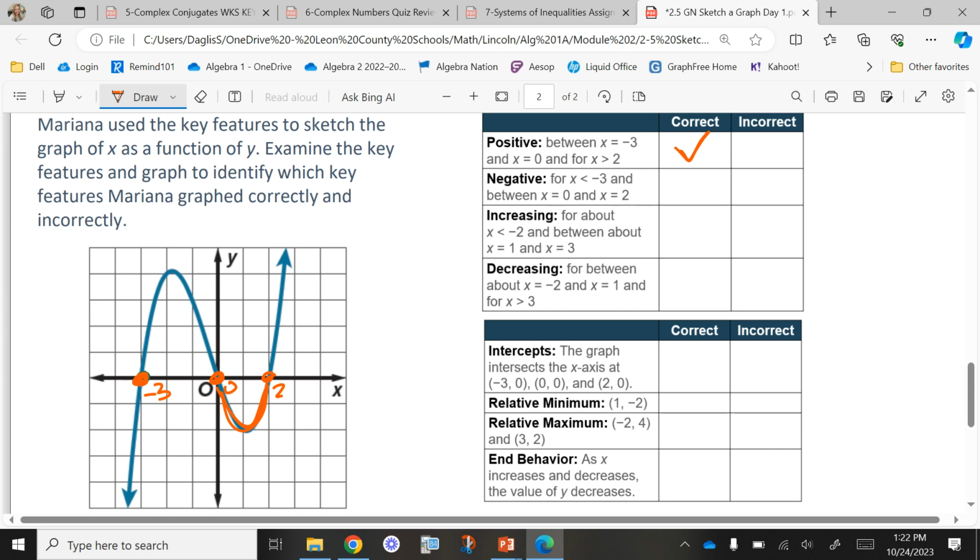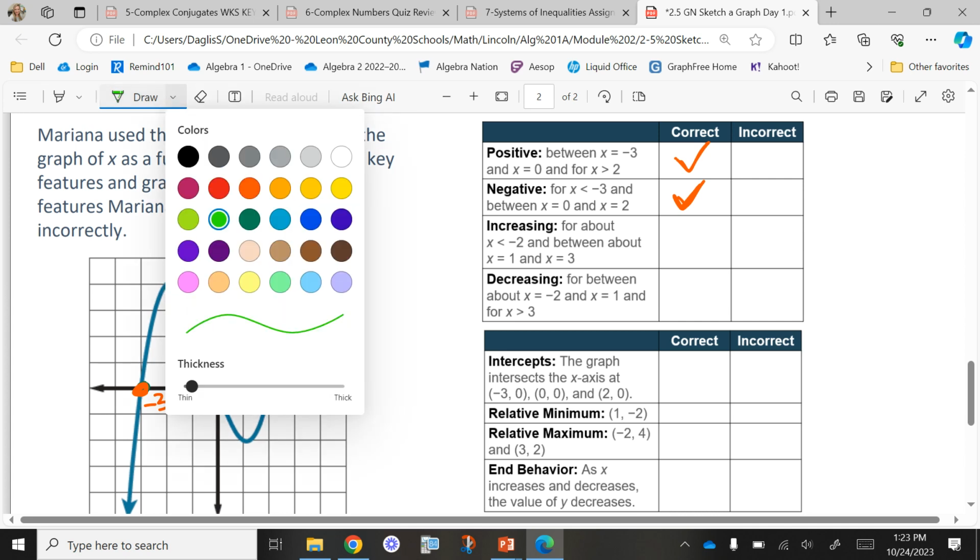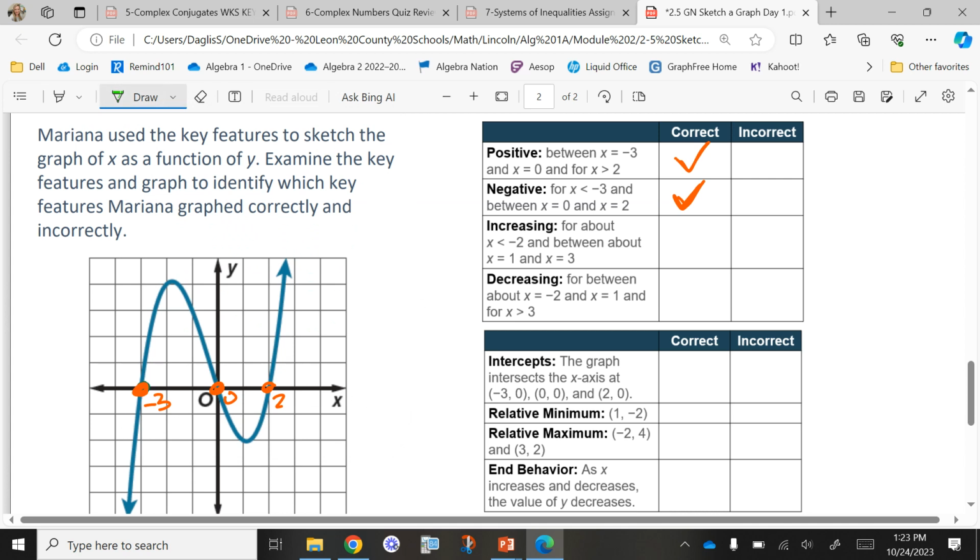Let's look at it. Increasing when x is less than negative 2 and between 1 and 3. Here's x equals negative 2, so less than that, coming up to that point, we are increasing. So that part's fine. And then in between 1 and 3, here's 1 and here's 3. Are we increasing between 1 and 3? Yeah. I'm wrong.